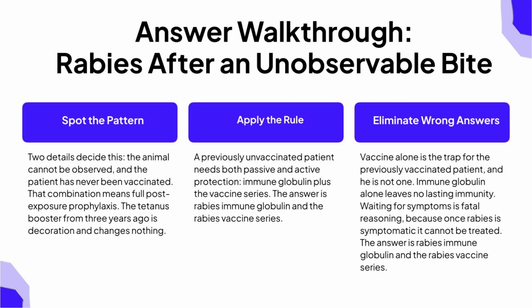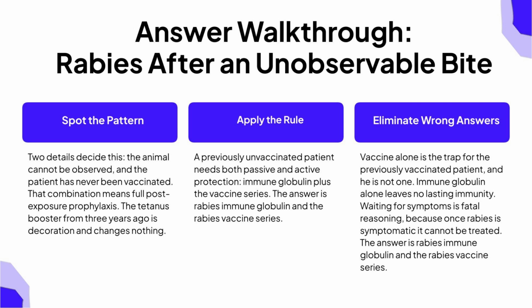Second, apply the rule. A previously unvaccinated patient needs both passive and active protection, meaning immune globulin plus the vaccine series. Third, eliminate. Vaccine alone is the trap written for the previously vaccinated patient, and he is not one.